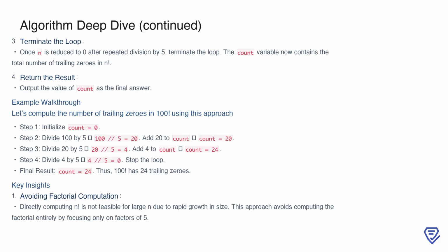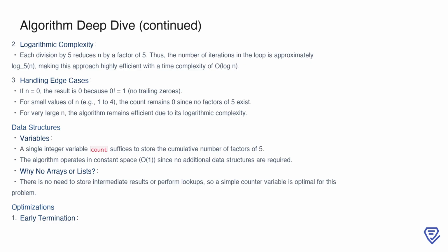This approach avoids computing the factorial directly, which would be infeasible for large numbers like 100, as its size grows astronomically. Instead, we efficiently count only the factors of 5 that contribute to trailing zeros. This method also stands out for its logarithmic complexity. Since each division reduces n by a factor of 5, the loop runs approximately log base 5 of n times. This makes the algorithm highly efficient even for very large values of n.